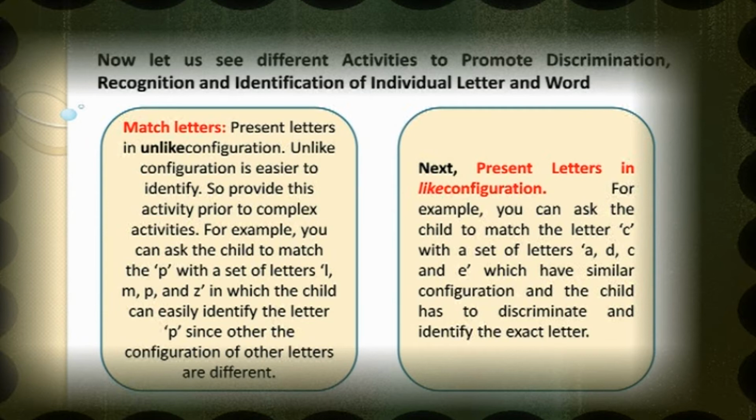Now, let us see different activities to promote discrimination, recognition, and identification of individual letters and words. Match letters. Present letters in unlike configuration. Unlike configuration is easier to identify, so provide this activity prior to complex activities. For example, you can ask the child to match the letter P with a set of letters L, M, P and Z, in which the child can easily identify the letter since the configuration of the other letters is different.